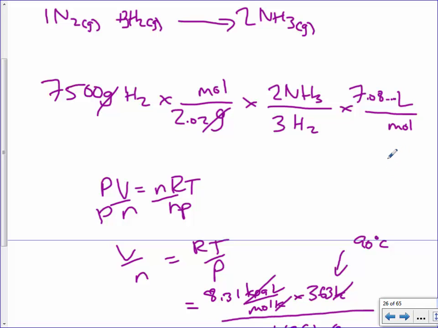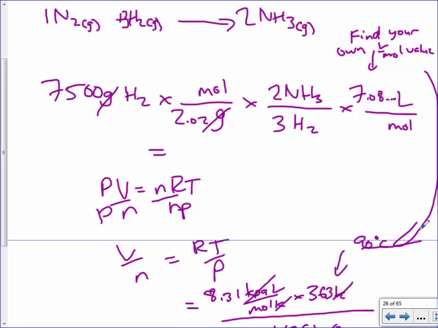So this is the other twist I wanted to show you: we can still solve with gases. If I don't have SATP or STP, I can actually make my own number. I'm just going to put a note here. Find your own liters per mole value by doing what we did down here. I would have to give you a temperature and pressure, though. If I don't give you a temperature and pressure, we can't solve something like this.